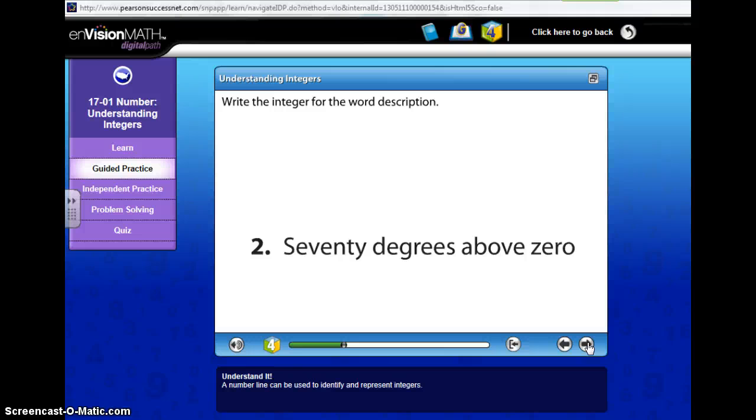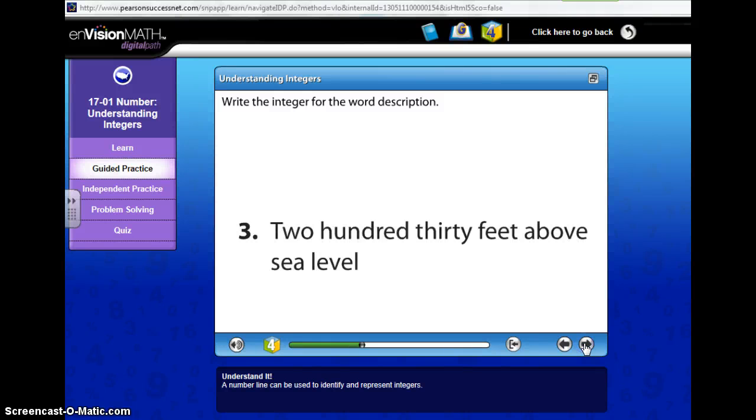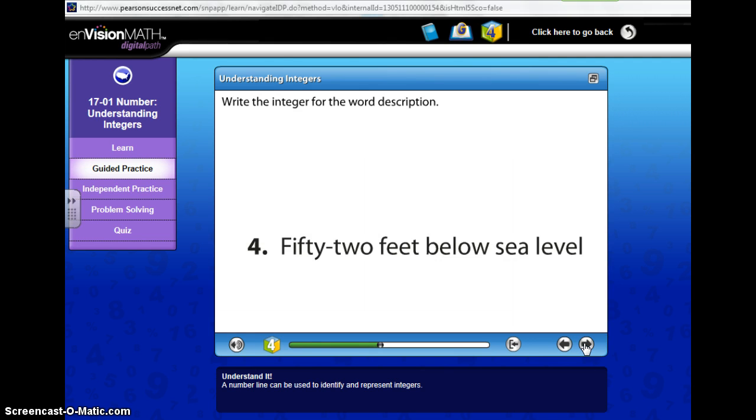Will? First use the magnitude word and then the number. Positive 70. Good work. That's all right. That happens to me all the time. How about this one? I'll let you read it on your own. Darius? Okay, but you've got to use that magnitude word since we're talking about integers. Positive 230 feet. There you go. How about this one? Cole?